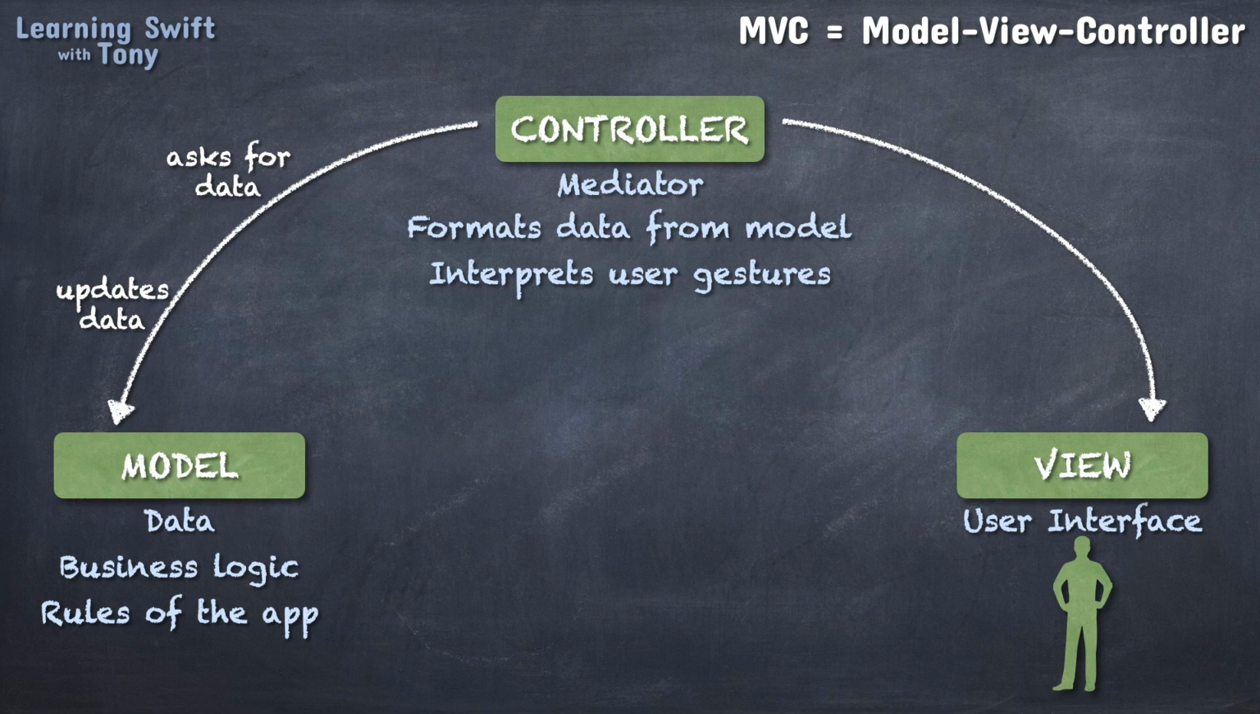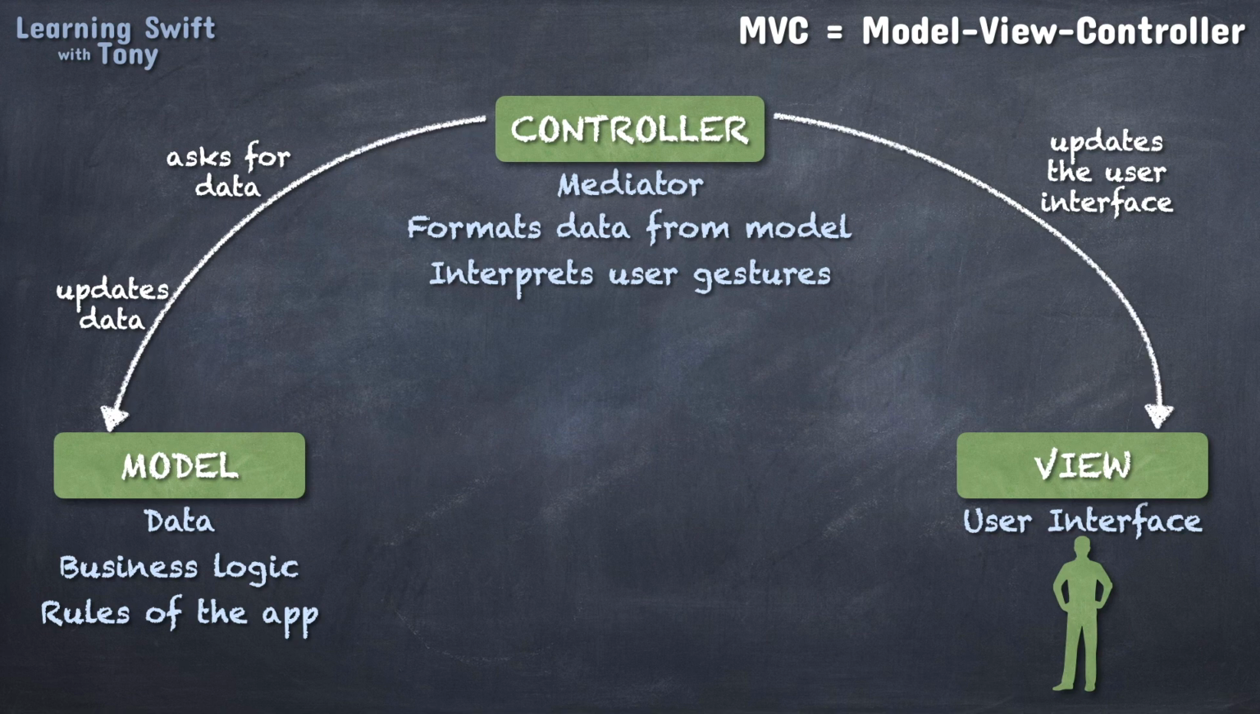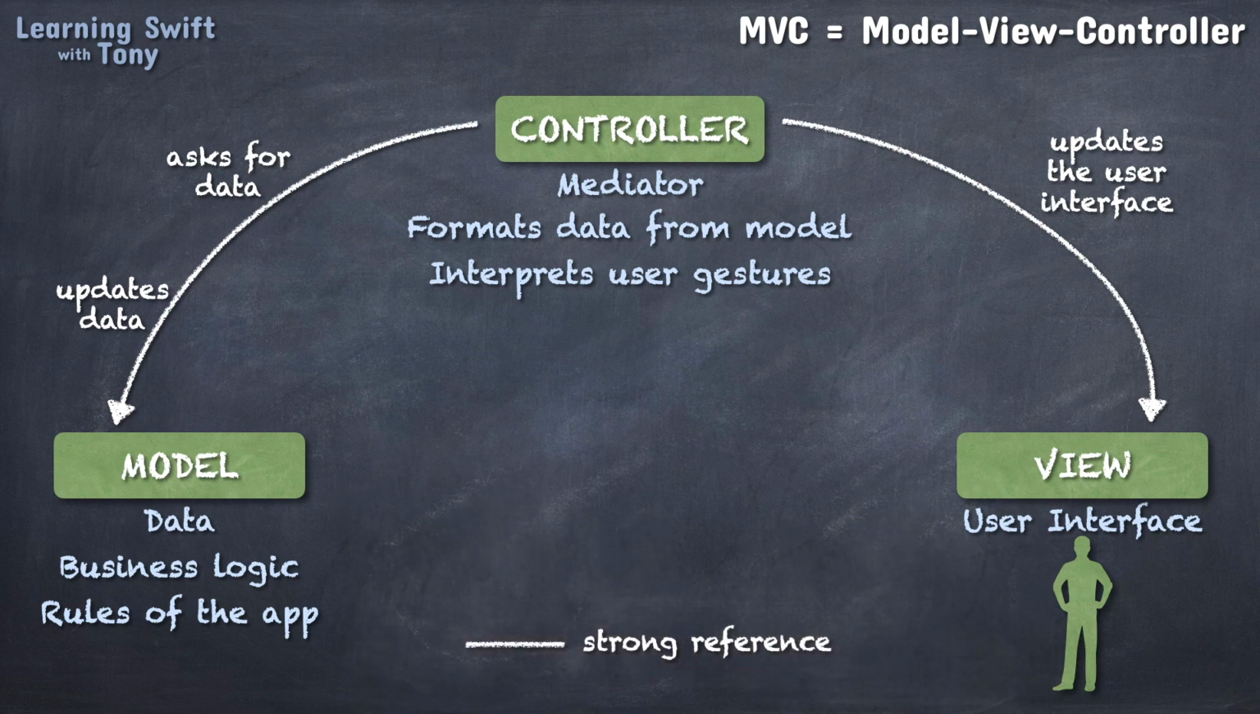Similarly, when the controller needs to update what the user sees on the screen, it sends update commands to the view. It owns the view and knows everything about the view, so it can do that. Because of this ownership, the references from the controller to both the model and the view are called strong references.